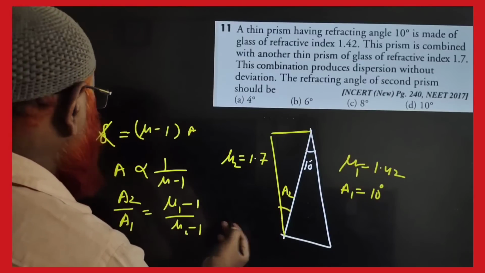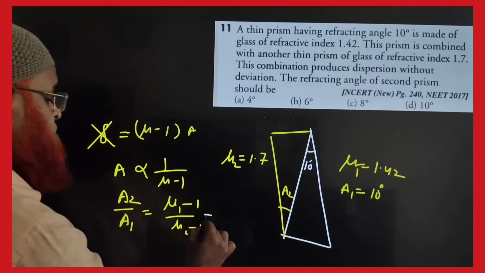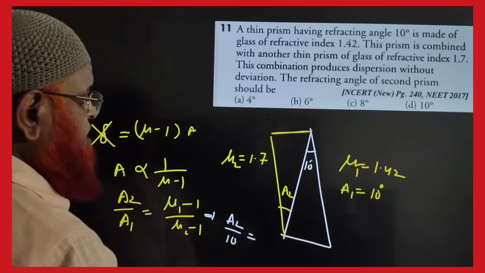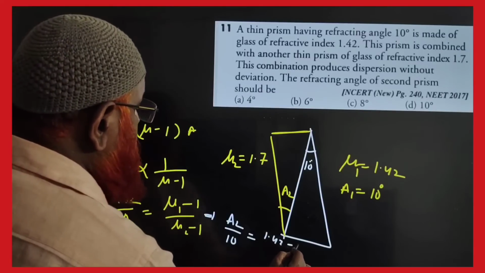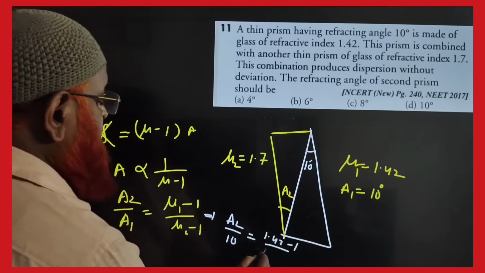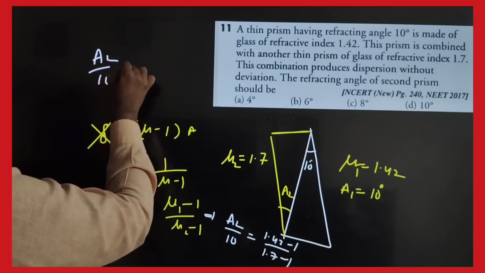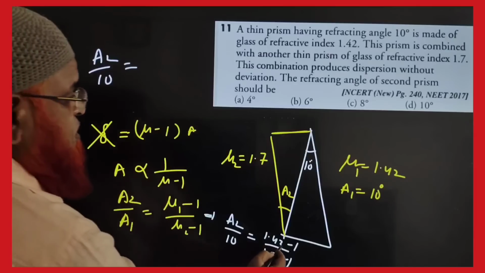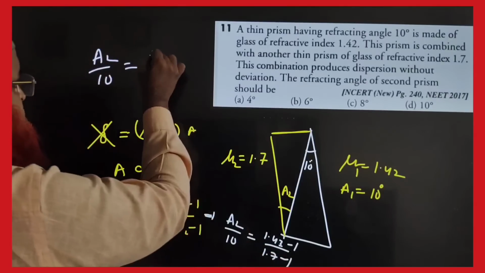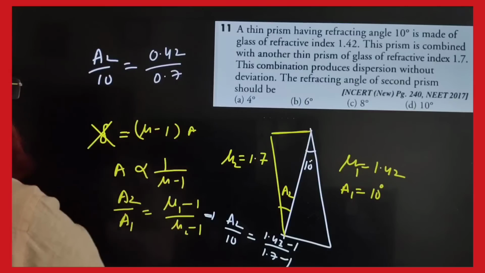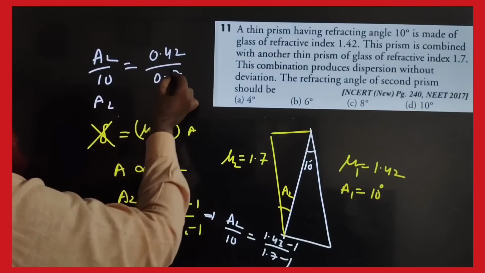A2 we don't know, we have to find out, isn't it? What is A1? 10. And mu1 minus 1 is 1.42 minus 1, by mu2 minus 1, which is 1.7 minus 1. So A2 by 10 is equal to 0.42 divided by 0.7. Understood?